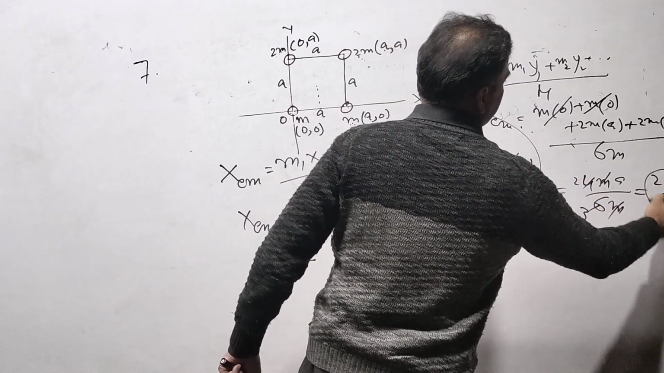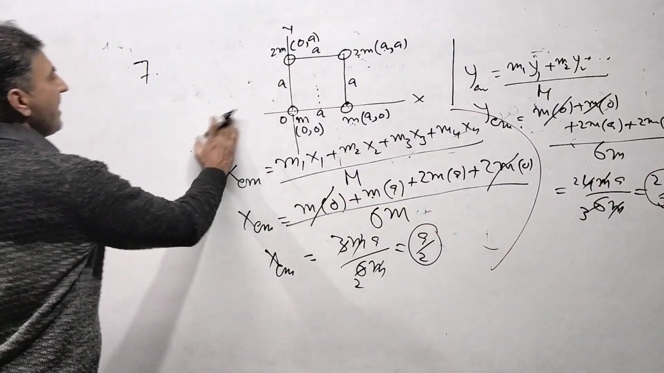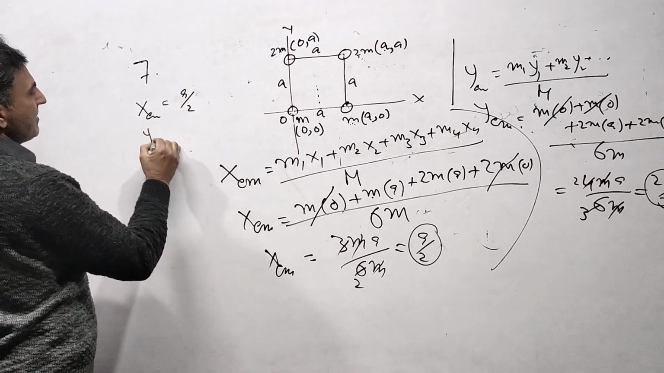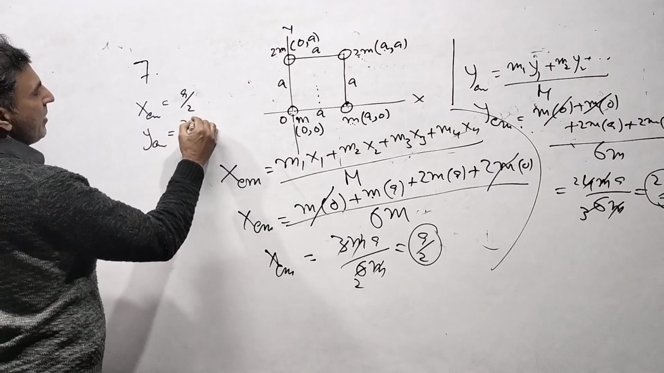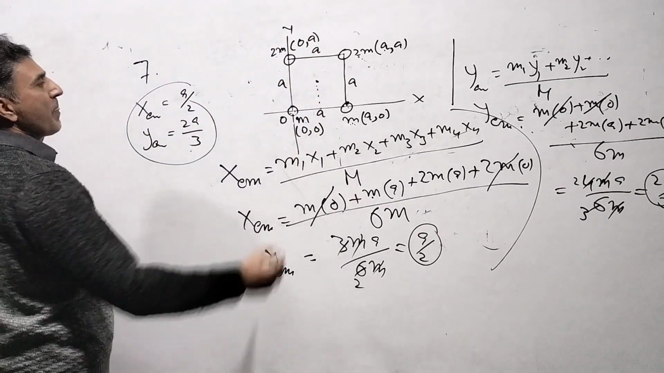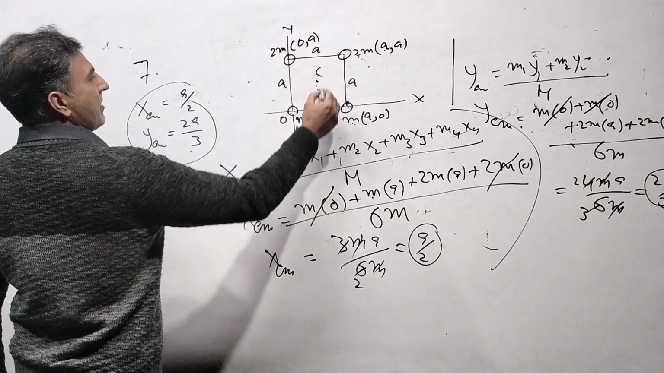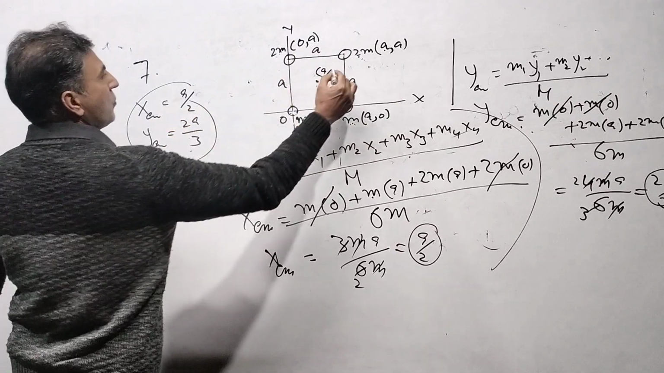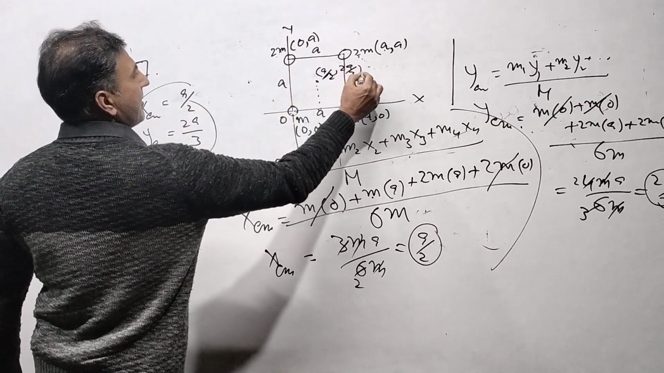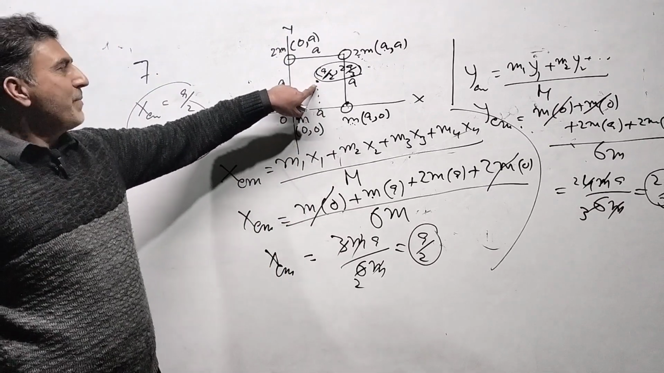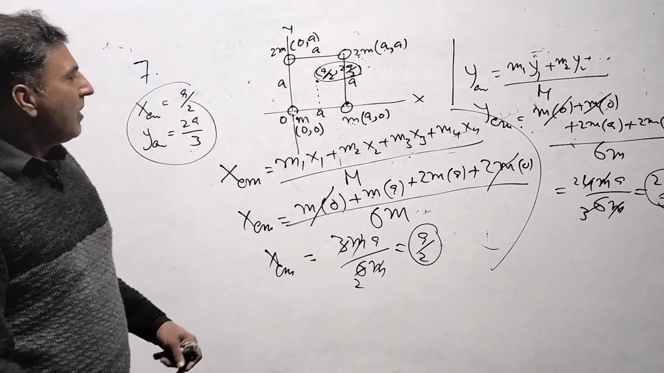2A by 3. So the location of the center of mass is XCM equal to A by 2 and YCM equal to 2A by 3. This is the location of the center of mass. X coordinate is A by 2 and the y coordinate is 2A by 3. The center of mass is here, but there is no particle there. That's all.